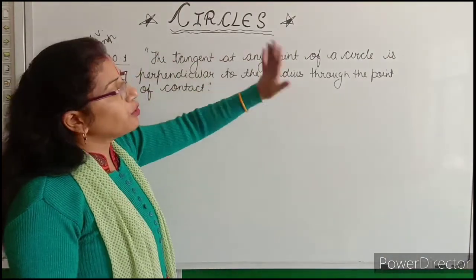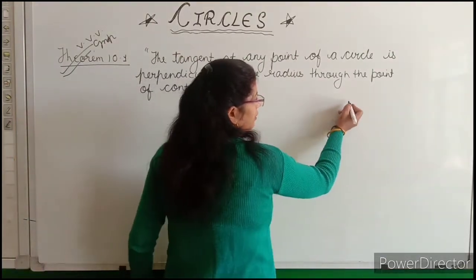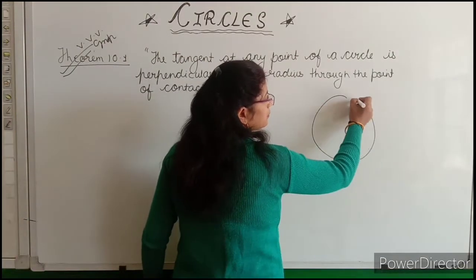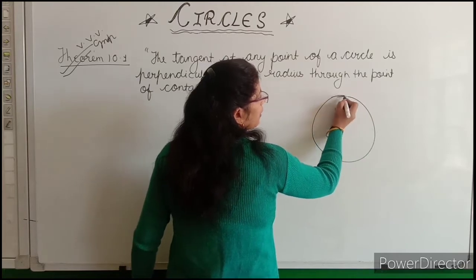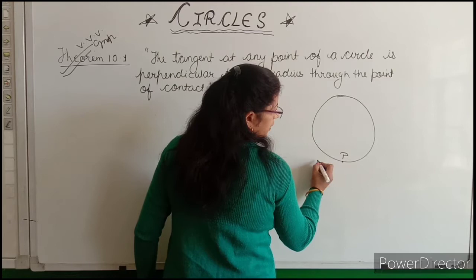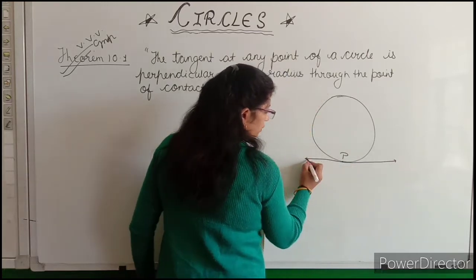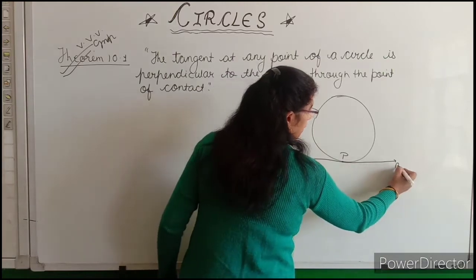Okay. So the theorem is, look here. The tangent at any point of a circle. So first let us draw the tangent at any point of a circle. This is a circle, and let us draw a tangent at any point. Let us take this point as P. Here we will draw a tangent. Okay? So then let the tangent be A.